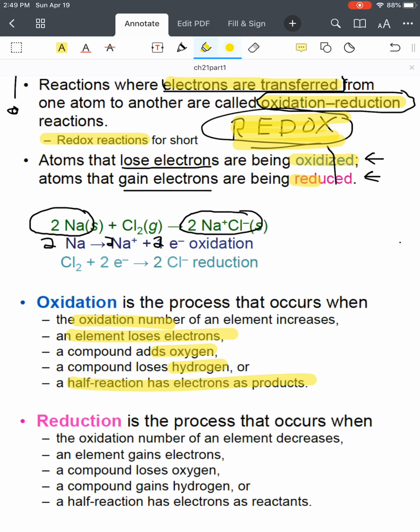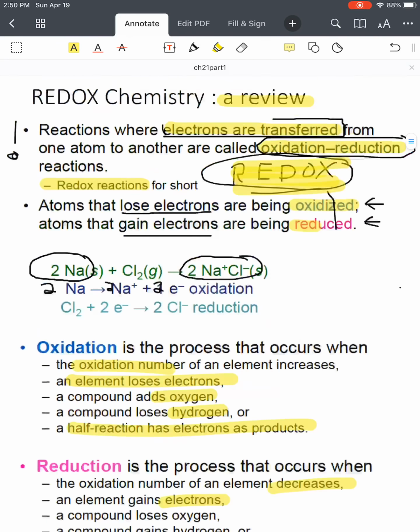On the other hand, reduction occurs when the oxidation number of the element decreases. That's because the element gains electrons. It might lose oxygen or gain hydrogen. And again, most generally, the half reaction will have electrons as reactants. Okay? All right, so that's our first look into oxidation and reduction processes.